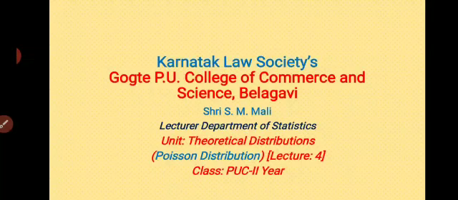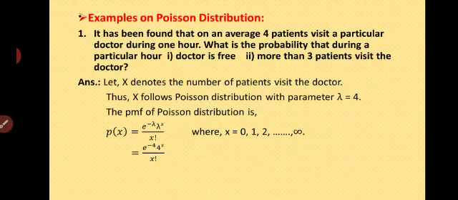In the previous class, we started solving examples on Poisson distribution. In continuation with that, today we will solve some more 5 marks examples on Poisson distribution.